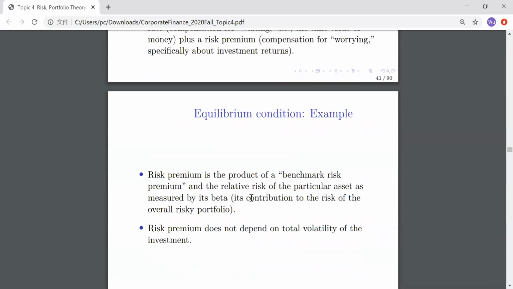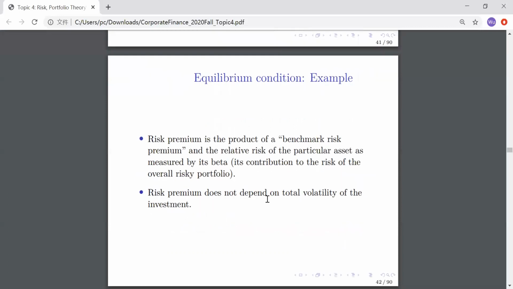Basically, another interpretation is that the risk premium is the product of a benchmark risk premium, which is the market risk premium, and then the relative risk of a particular asset as measured by its beta. And what is beta? Beta is essentially the contribution to the overall portfolio risk. So again, the perspective here is that the risk premium does not depend on total volatility, but really depends on the sensitivity of a particular stock to the market.